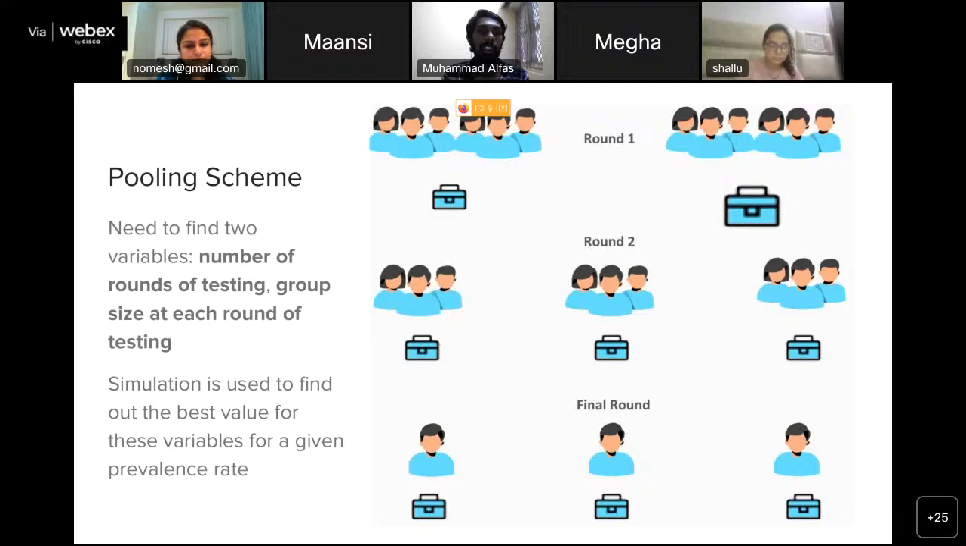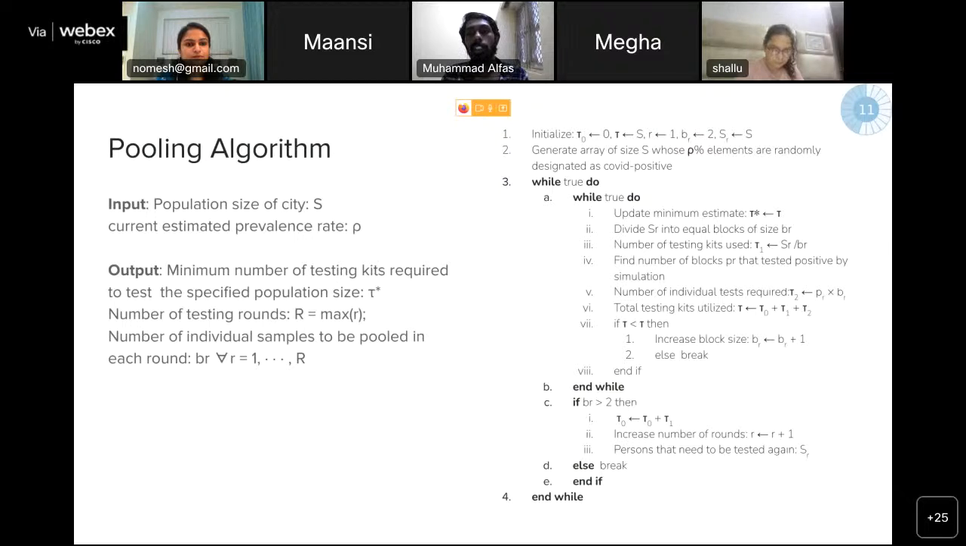So here we need to find two variables. The first is how many rounds of testing we need to do, and the second is what the group size will be at each round of testing. This is a difficult problem to solve analytically, so we use a simulation method to solve it. This is the simulation algorithm to find the values of the variables.